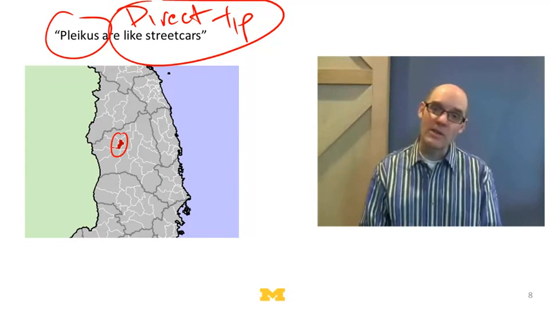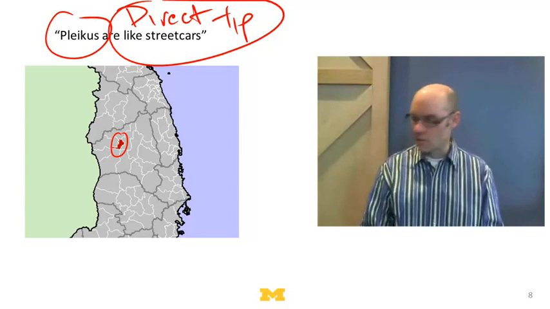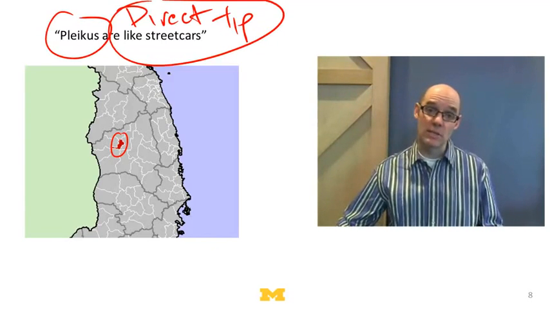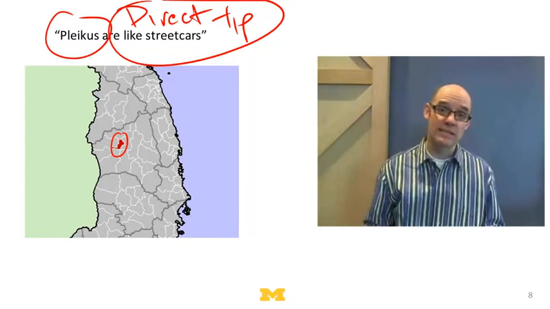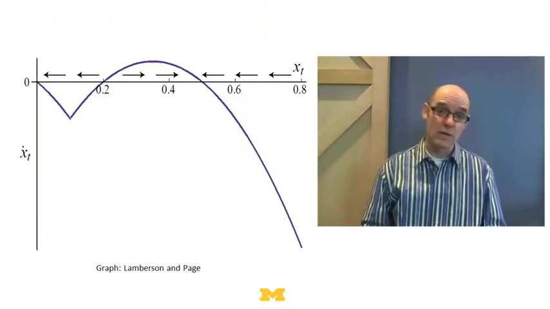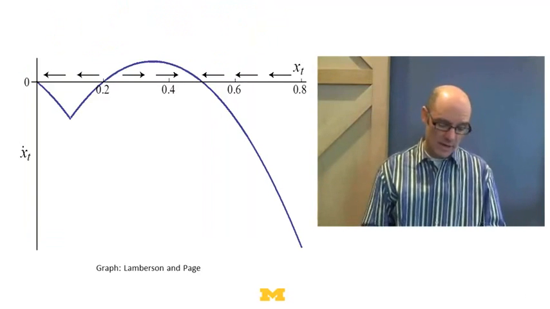So the point here, and it's an interesting one, is that even though we often focus on the direct tip, the killing of the Archduke, or Pleiku, what's really going on in a lot of these cases is that what's causing those direct tips is a change in the context. So let me explain how that can work.